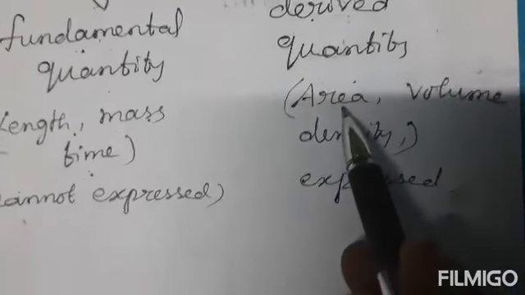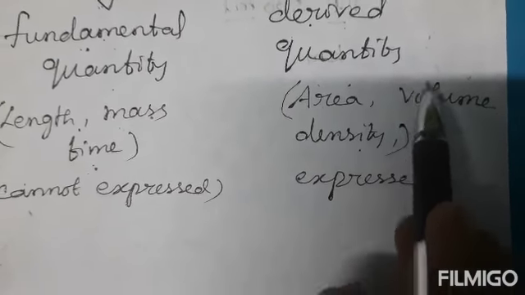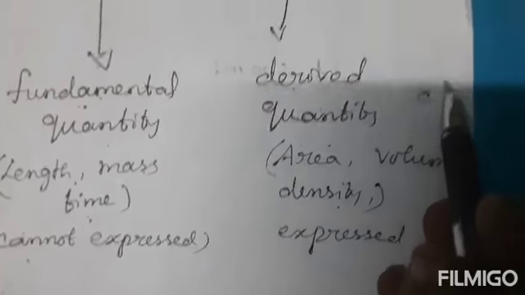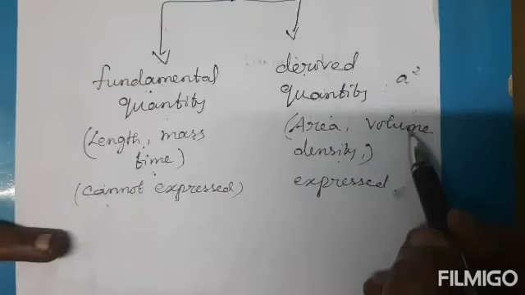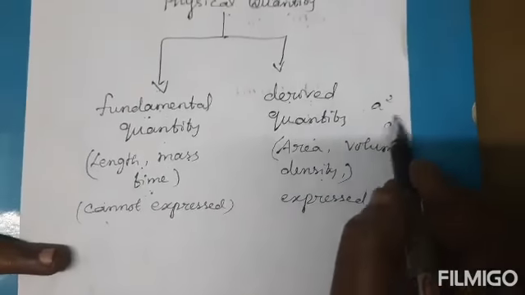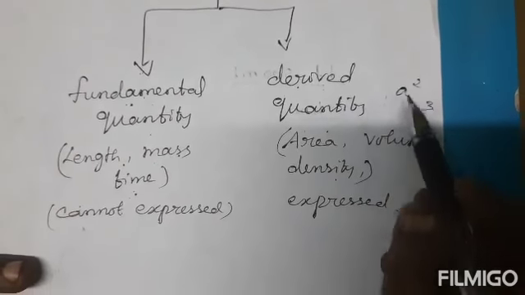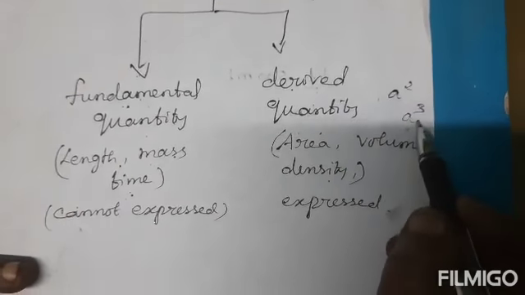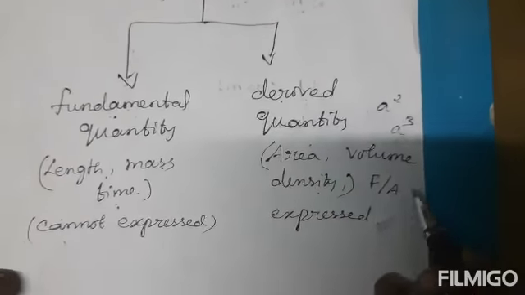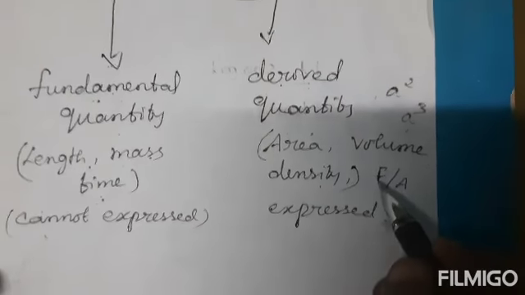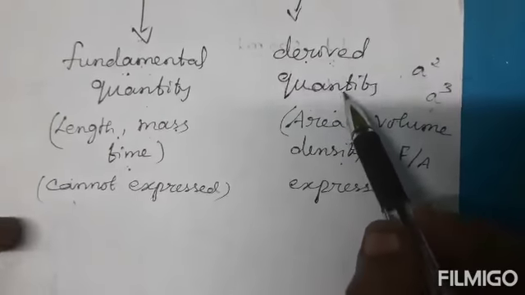See, what is the formula for area? Area of a rectangle, like that you have learned, no? The area is side into side, a square. Volume means cubic units, a cube formula. Density also has a formula, mass per unit volume. By using the formula we can express it, we can derive it. So we will say this is a derived quantity.